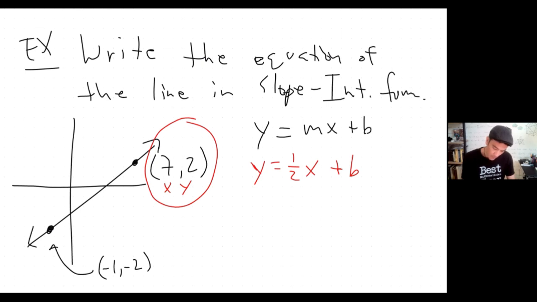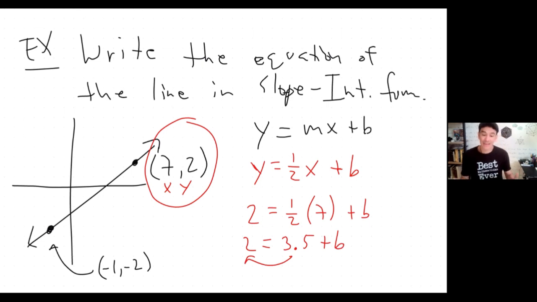So this would say 2 equals 1/2 times 7 plus b. So this is 2 equals, half of 7 is 3.5. And then to get b alone, you subtract 3.5 from 2. So b is -1.5. That's what b is, -1.5. Plug that back in here, and then we're finished.